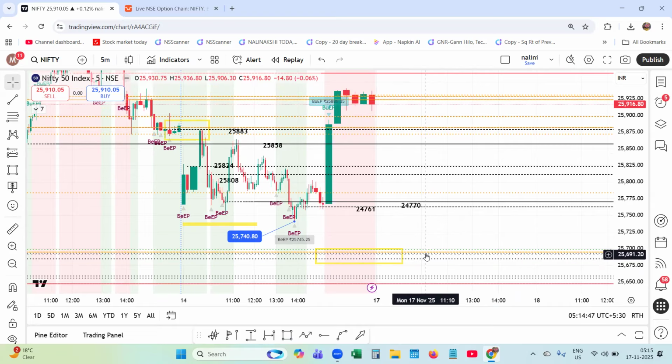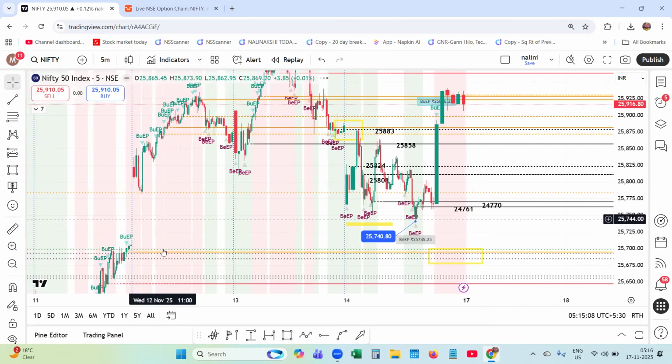25,683, 691, and 697. In between, there is a writer zone. So the market has traveled in the past, stamping down this writer zone in the 5-minute and 15-minute time frame. If I go back, I don't want to take you to this.